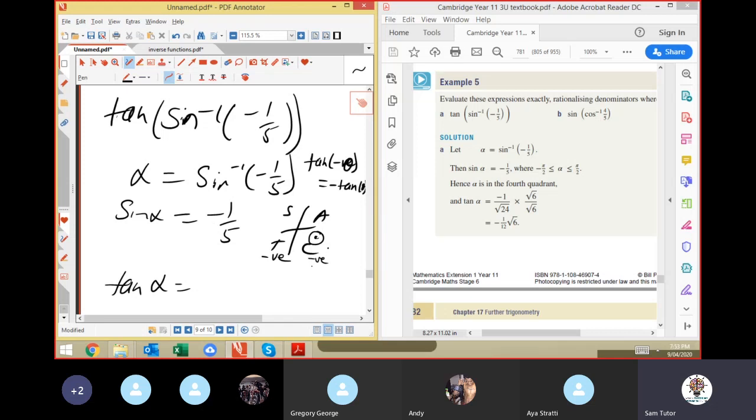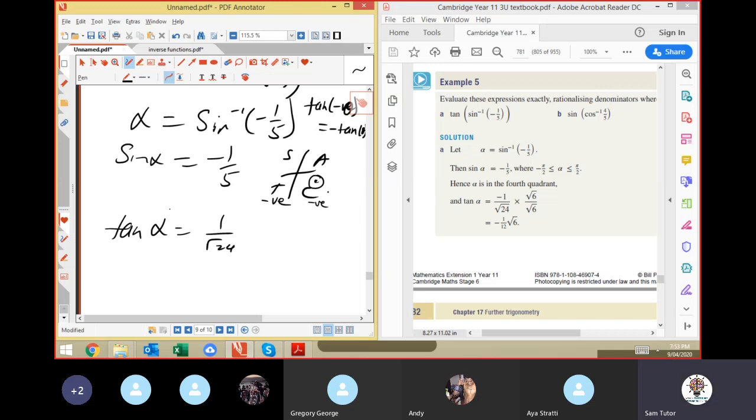So tan of an angle that's here, which is negative, is still going to be negative, which means, I think you guys can probably see that, tan alpha becomes negative 1 on root 24. How did we get root 24? You draw your triangle, alpha, opposite over hypotenuse, 1 over 5. This becomes root 24. So tan alpha is 1 over root 24, but it's negative 1 over root 24, and then you just rationalize.